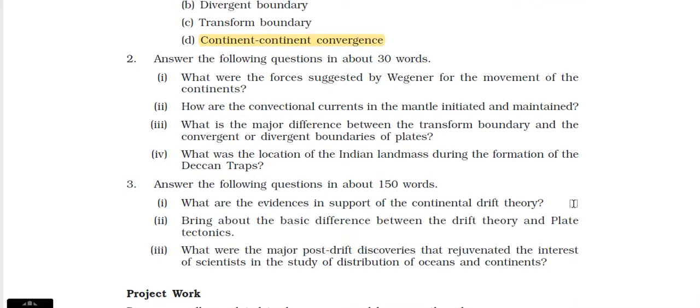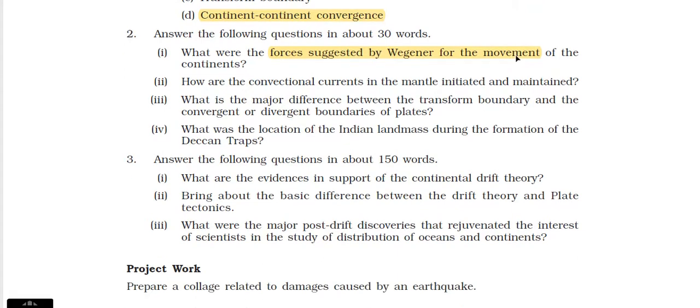Now we have question number two, which is in the form of short question answers. What are the forces suggested by Wegener for the movement of continents? As already discussed, there are two forces, polar fleeing force and the tidal force. Polar fleeing force is also known as the rotation of the earth. So according to Alfred Wegener, two forces by which the Pangaea is divided into seven continents are tidal force and the rotation of the earth. So you have to write about this in question number 1.